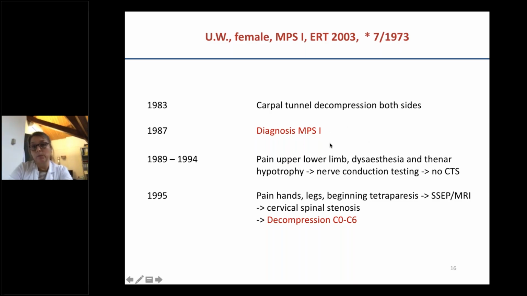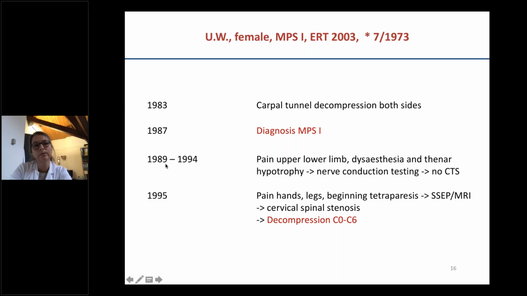And she had a procedure, a decompression of the carpal tunnel, already before the diagnosis. This is a bit dangerous, because if you don't have the diagnosis, you are not aware of the higher anesthetic risk in this patient. After 4 years, due to the ophthalmological features and the carpal tunnel syndrome, the suspicion of MPS 1 was made and confirmed. But what I want to show you is the problem of differentiating between the features of carpal tunnel syndrome and spinal stenosis. And there's a long history in this young lady of carpal tunnel syndrome and spinal stenosis.